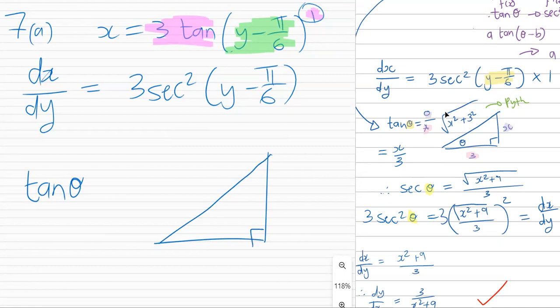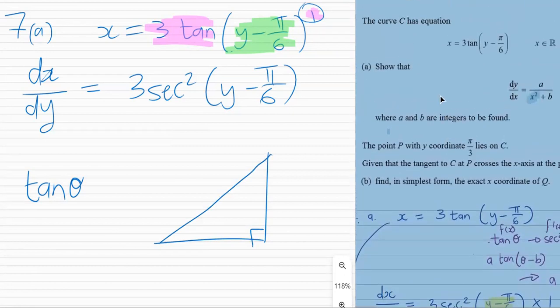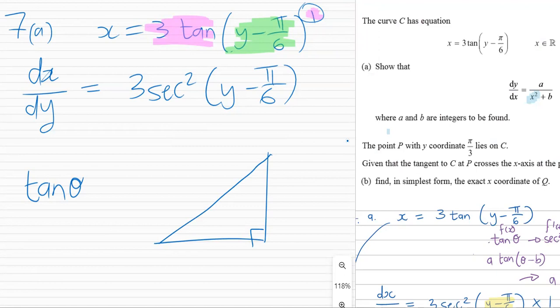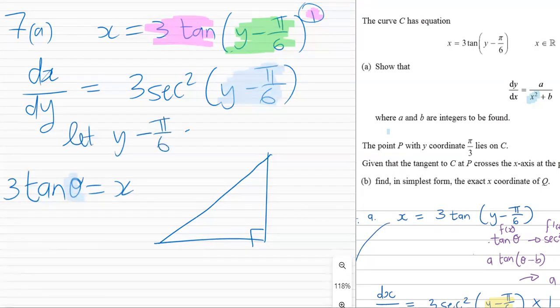If we look at the information that was given in the question, we can see that 3 tan theta is equal to x. Now I'm interchanging theta here, so just to look at my working, I'm going to write this in for you. What I'm doing is saying let y minus pi over 6 equal theta, just to make it easier to draw. I've just changed this whole bracket into theta for easy access.